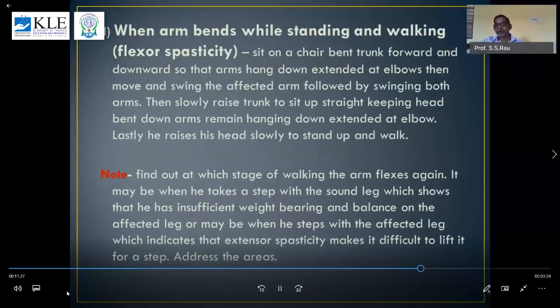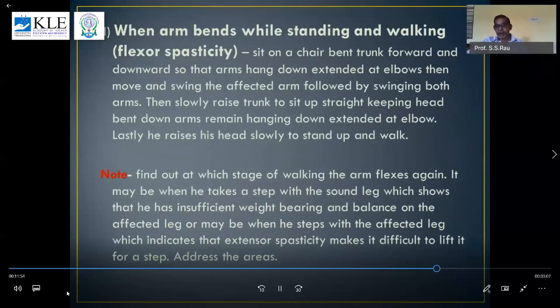What we can do is make the patient sit on a chair, trunk bent forwards and downwards, so that his arms are hanging down, extended at elbows, and move and swing the affected arm, followed by swinging both arms. Then slowly ask him to get his trunk straightened up, keeping the head bent down, arms remaining hanging, extended at elbow. Lastly, he can lift his head slowly to stand up and walk.